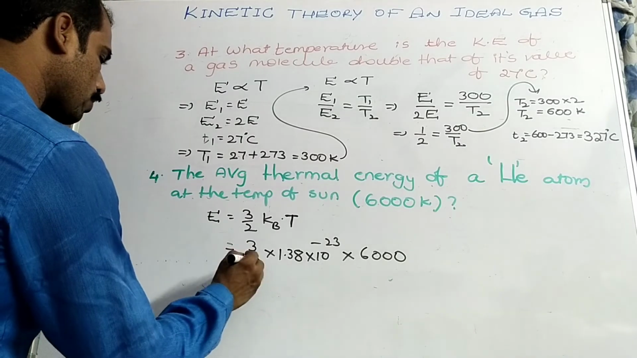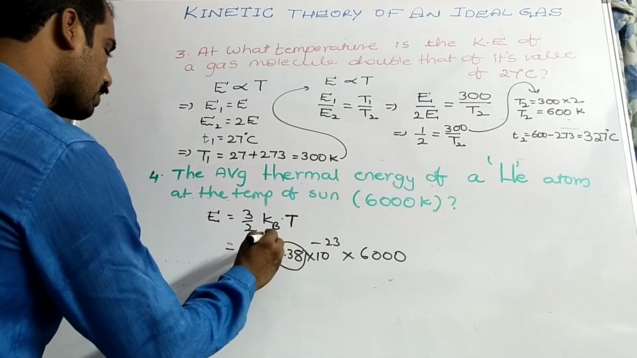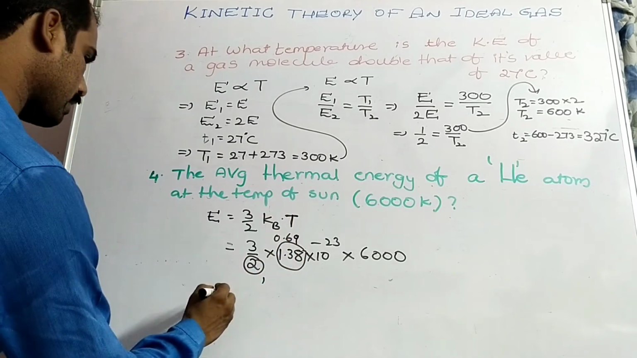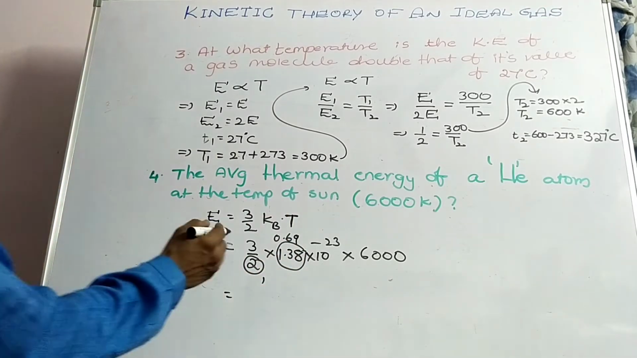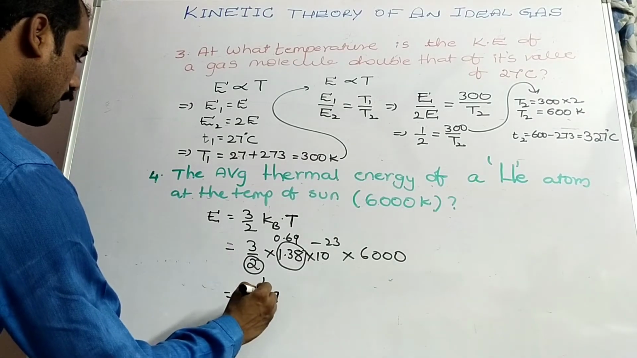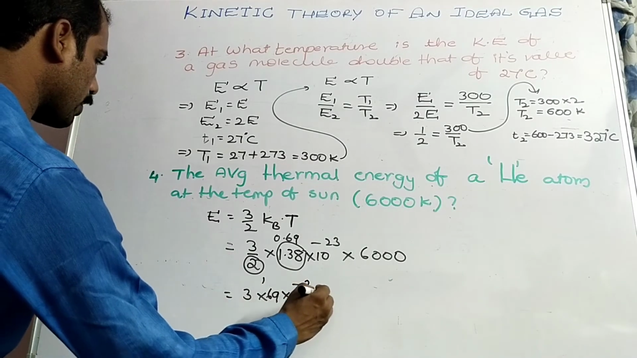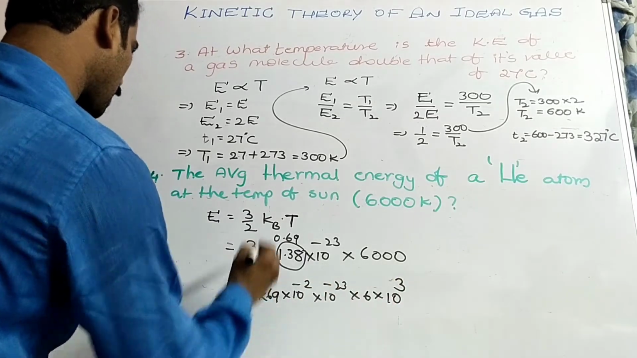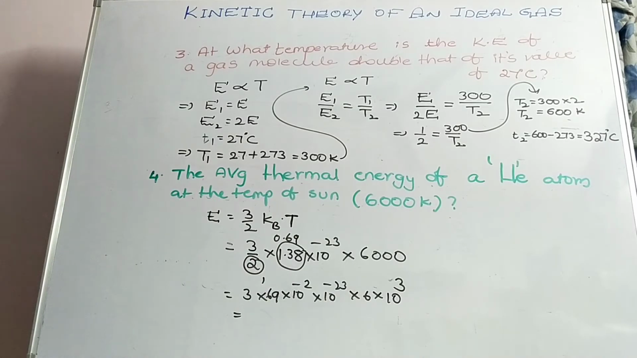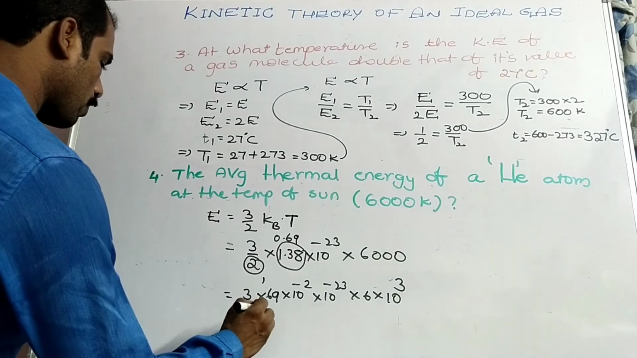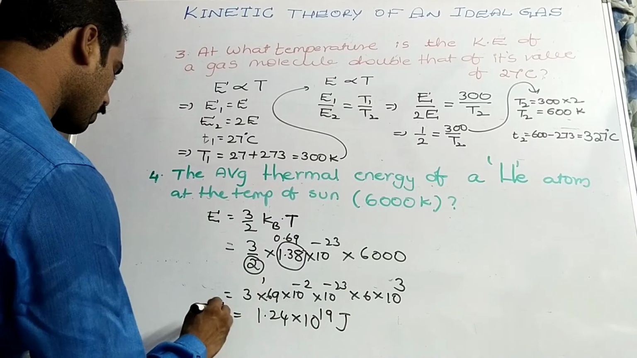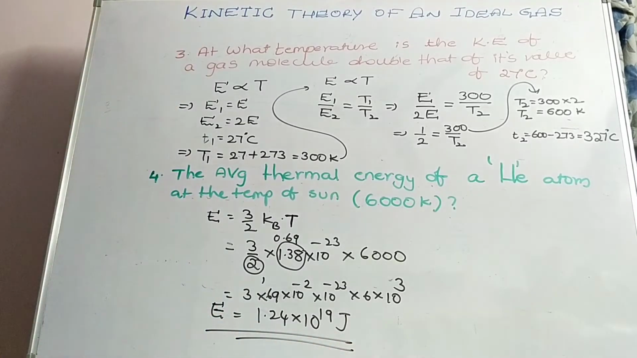So that is 3 into 0.69 into 10 power minus 23 into 6 into 10 cube. After solving this one, we will get the expression 1.24 into 10 power 19. 1.24 into 10 power 19 joules will be the answer. Okay, next.